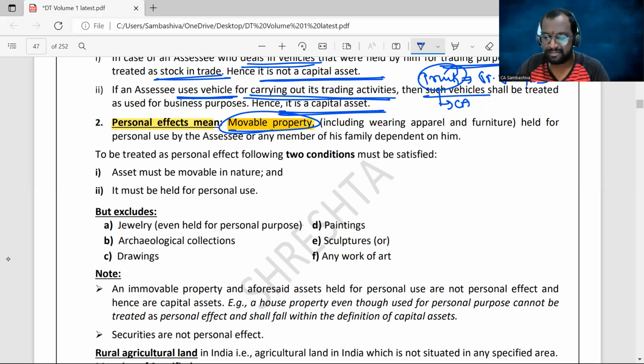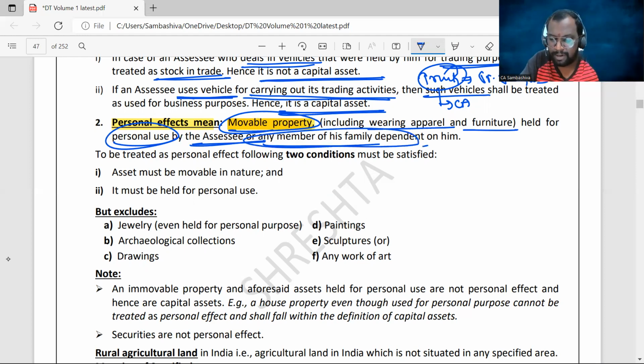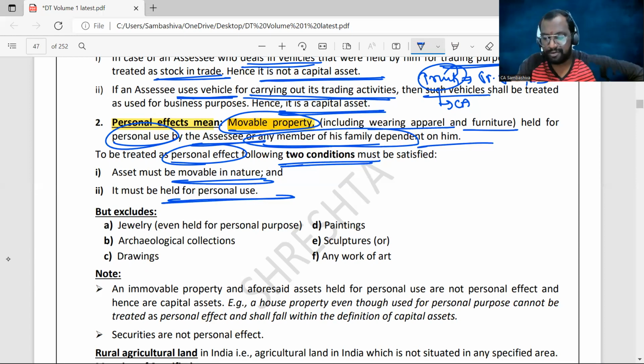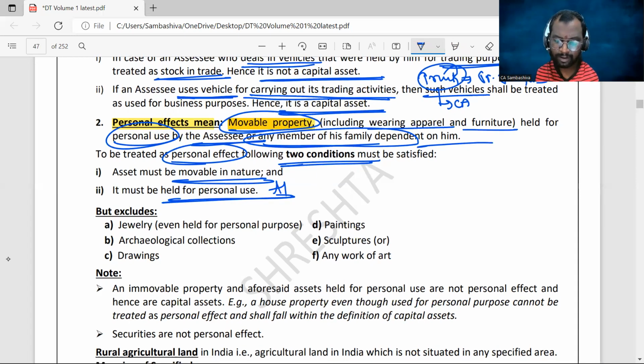Everyone's here, right? So movable properties, including wearing apparel and furniture, held for personal use by the assessee or any member of his family depending on him. To be treated as a personal effect, two conditions must be satisfied. The asset must be movable in nature, and it must be held for personal use, either by the assessee or by his family members who are depending upon the assessee. Then it should be treated as a personal effect. Is everyone following now?